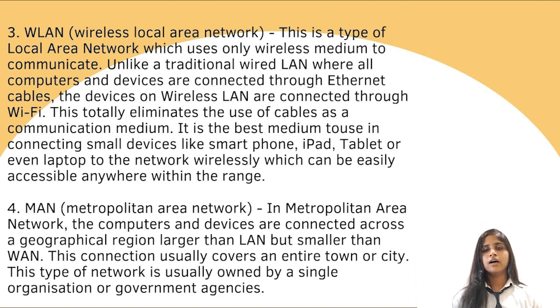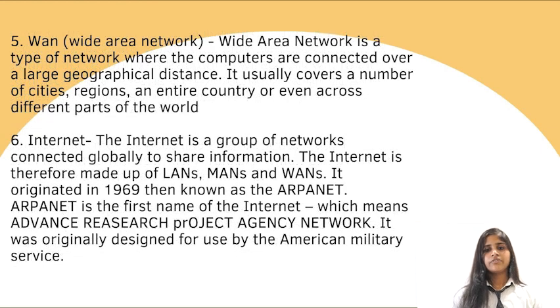Then we have MAN. Its full form is Metropolitan Area Network. In this, the computers and devices are connected across a geographical region larger than LAN but smaller than WAN. This connection usually covers an entire town or city. This type of network is usually owned by a single organization or government agency. Fifth, we have WAN, which is Wide Area Network. It is a type of network where the computers are connected over a large geographical distance. It usually covers a number of cities, regions, an entire country, or even different parts of the world.